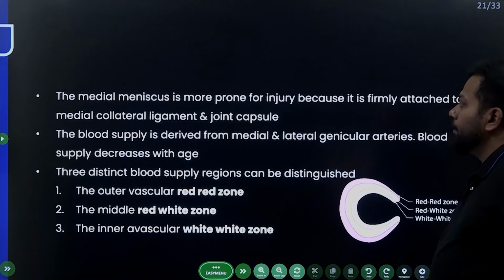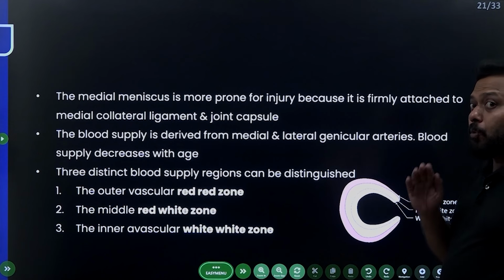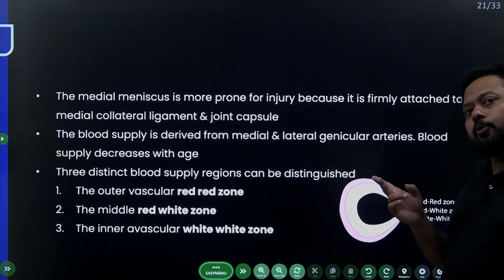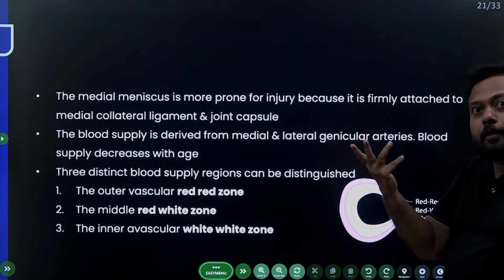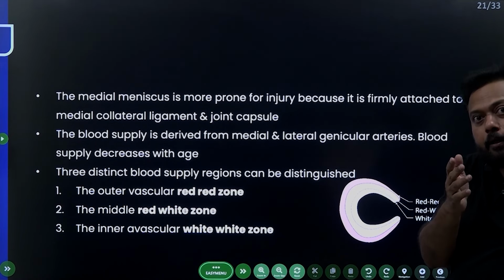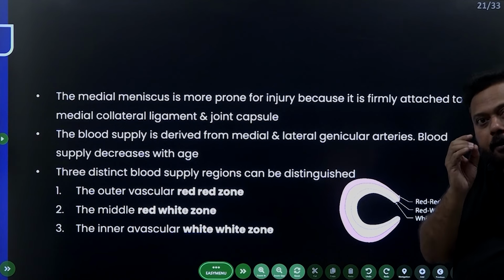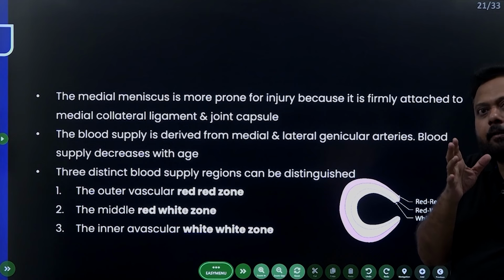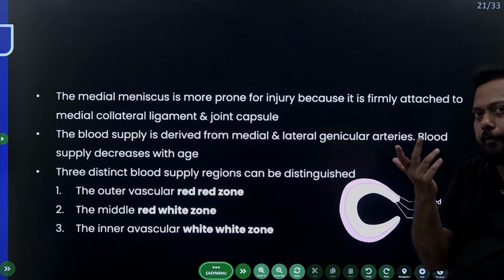Medial meniscus. Here's the explanation. The medial meniscus is more prone to injury than the lateral meniscus. Among the two cruciates, ACL is more prone to injury. The reason, you know, is that it is thinner and weaker than the PCL. So it's more prone to injury.